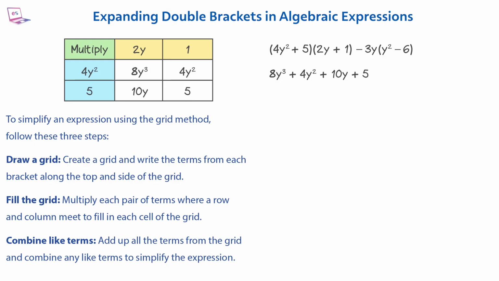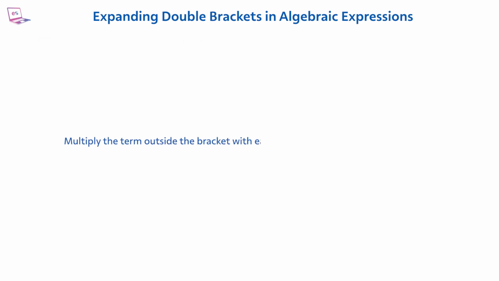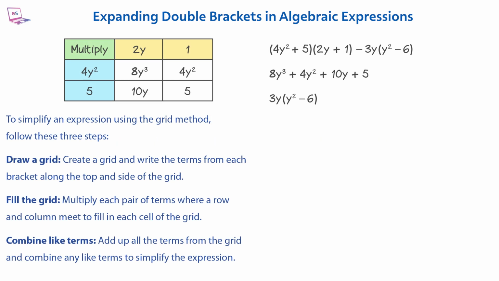Now, let's move on to the single bracket expression: 3y times y squared minus 6. In one of our videos, we have explained how to expand single brackets. Multiply the term outside the bracket with each term inside the bracket separately. That is, you have to multiply 3y with y squared and minus 6 separately. 3y times y squared is 3y cubed. 3y times minus 6 is minus 18y. By combining the terms, we get 3y cubed minus 18y.